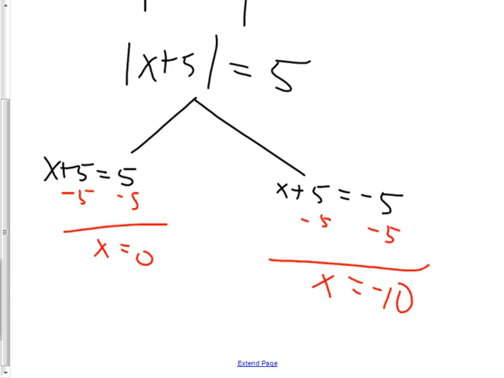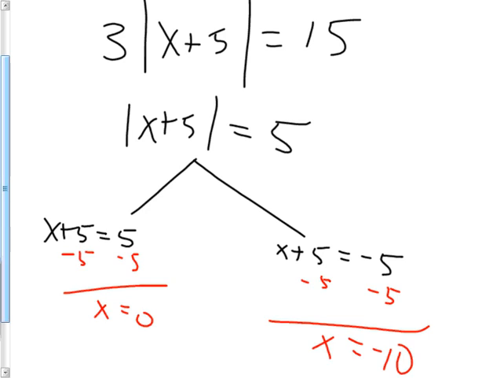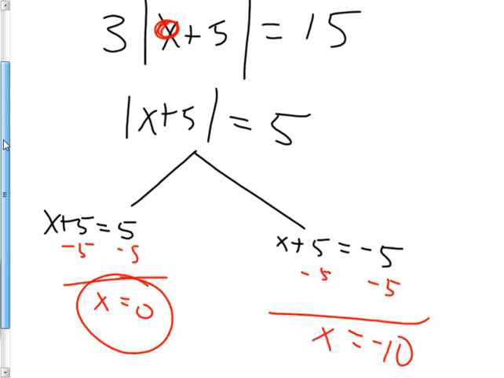So how am I going to make sure this is right? I'm going to go back and check. I'm going to stick in a 0 here and see if it really works. 3 times the absolute value of 0 plus 5 would be 3 times the absolute value of 5. And that's 5. So 3 times 5 is 15. It worked. I checked it. I know this one's right. Why do you want to do this? Because sometimes you've made a mistake, and you'll catch yourself.